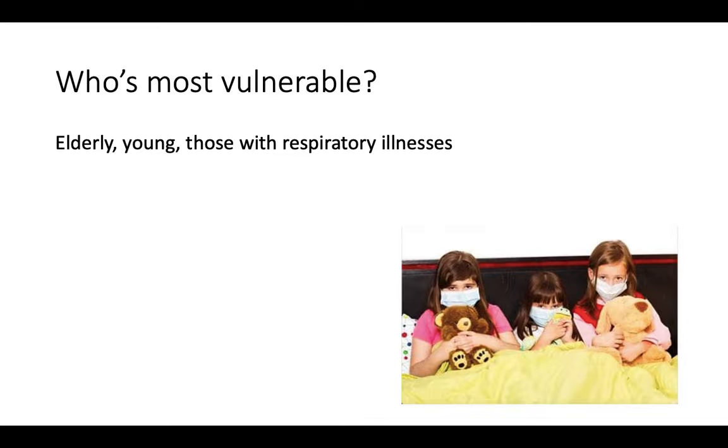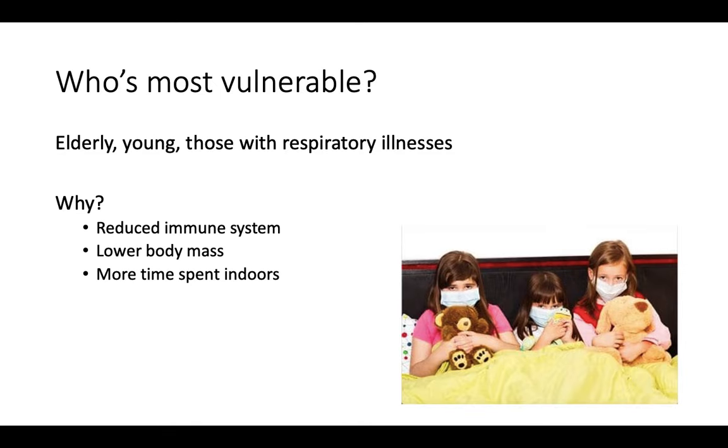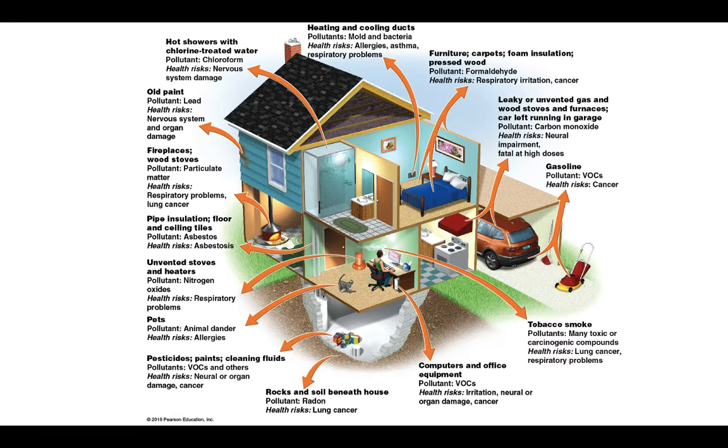So those are all the different indoor air pollutants, both natural and anthropogenic. And much like we've been talking about throughout this unit, the people who are most vulnerable are the elderly, the young, and those with respiratory illnesses. Why? It's because their immune system is weakened or has not fully developed. In many cases, children have a lower body mass, so a small amount of pollutant can do more damage in a smaller body. And children and elderly tend to spend more time indoors than adults, so they're more at risk for indoor air pollutants.